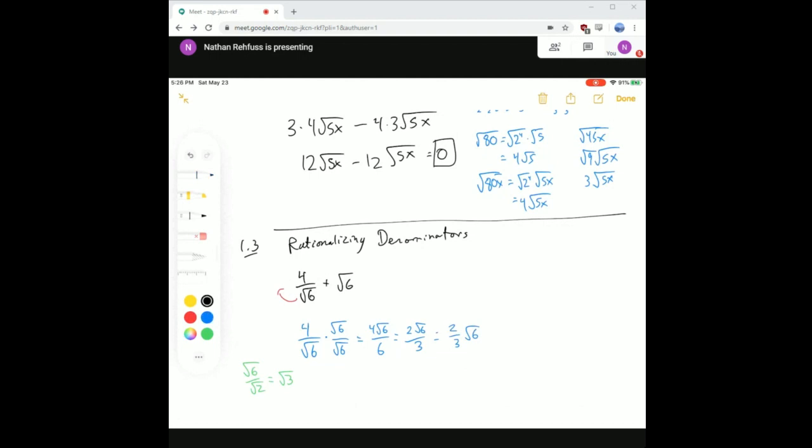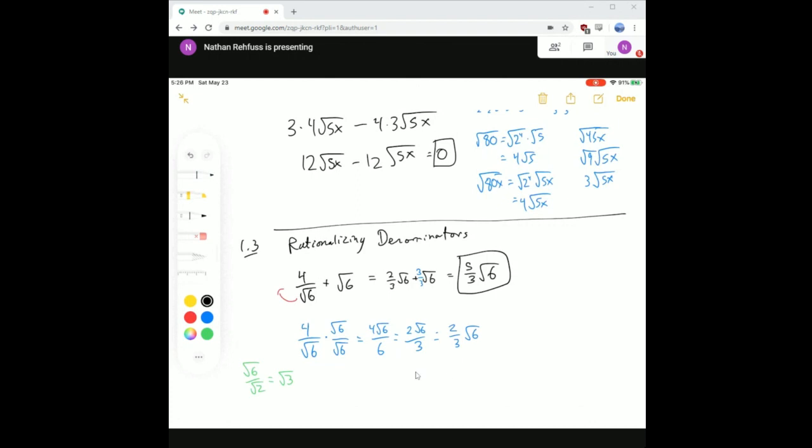So up here, I've got 2/3 of a root 6 and then a whole root 6. Well, a whole root 6 is the same as 3/3 of a root 6. So altogether, I have 5/3 of a root 6. And that's a lot simpler than 4 over root 6 plus root 6. So that's the form I'd prefer that in.